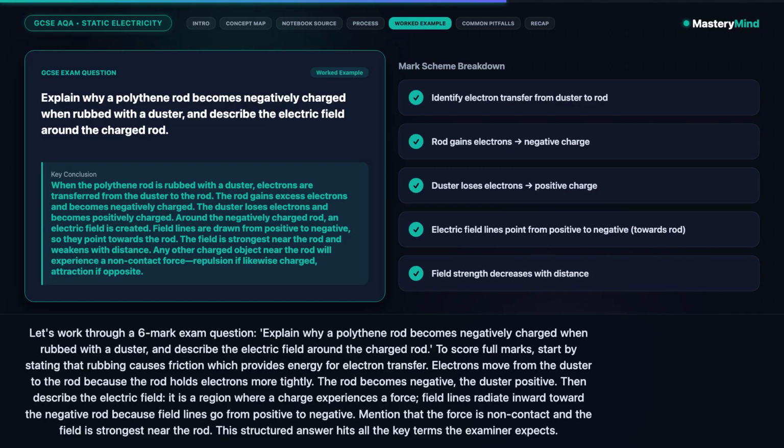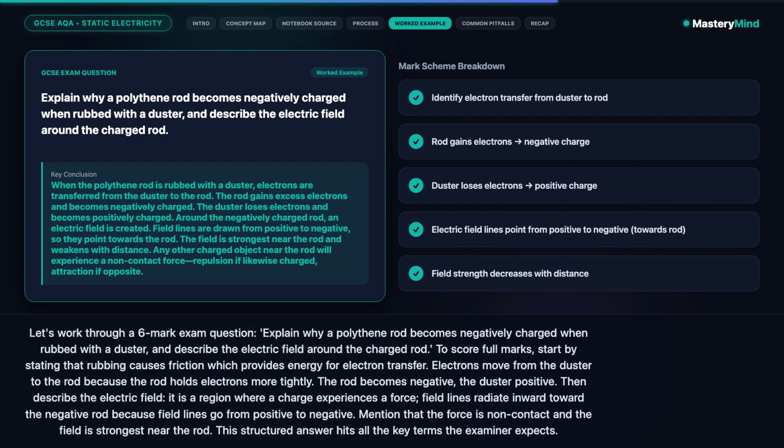It is a region where a charge experiences a force. Field lines radiate inward toward the negative rod because field lines go from positive to negative. Mention that the force is non-contact and the field is strongest near the rod. This structured answer hits all the key terms the examiner expects.